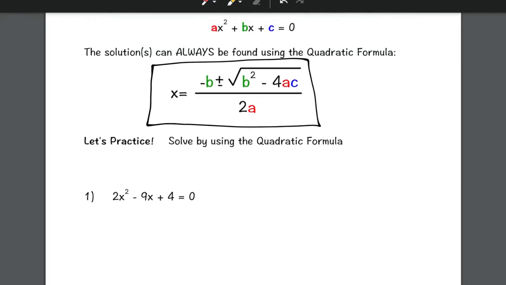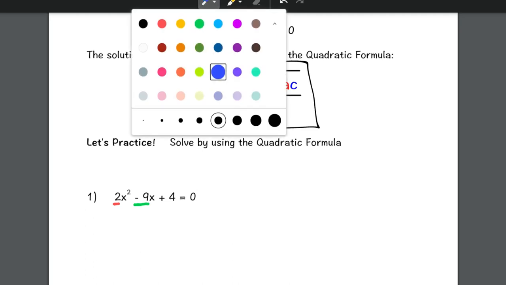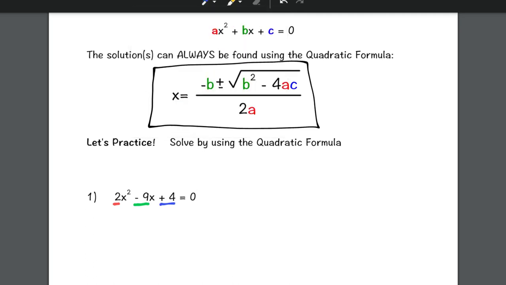First off, I'm going to label each of these terms in my first quadratic here. I told you the standard form is ax squared plus bx plus c. So if you look here, my a in this instance is going to be 2. My b is going to be a -9 because that sign does make a difference. And my c will be this positive 4.